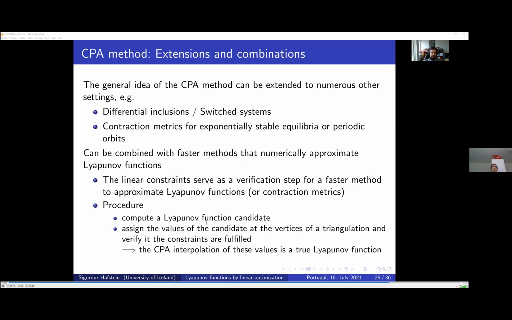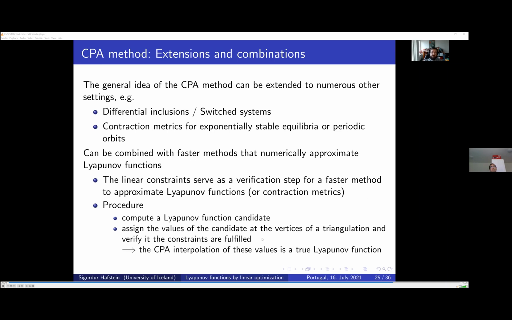So then the idea is we compute something that we think is or might be a Lyapunov function. So we compute a Lyapunov function candidate. Then we make a triangulation and we assign the values of the object we computed, the Lyapunov function candidate, to the variables of our linear optimization problem.